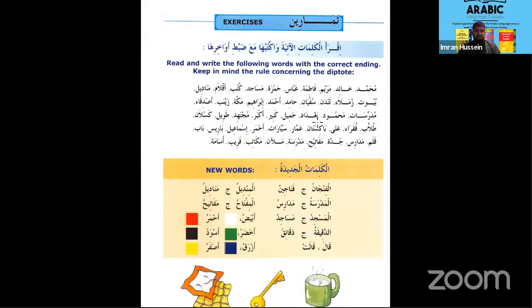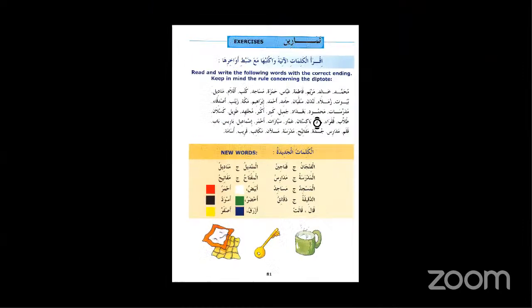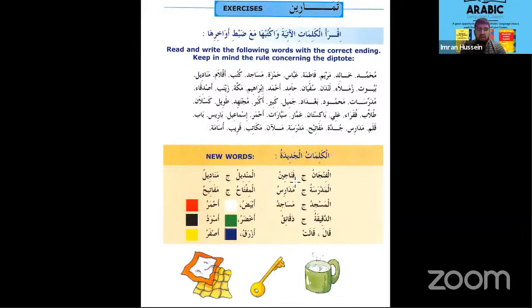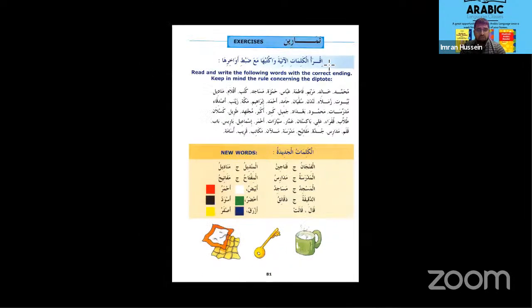These plurals, al-finjano, fanajino, can you see it? The plurals are not coming with a tanween. Madariso, masajido, manadilo, mafatiho, all of these are diptotes. So read and write the following words with the correct ending. Keep in mind the ruling concerning the diptote. So this is in regards to the diptote itself.